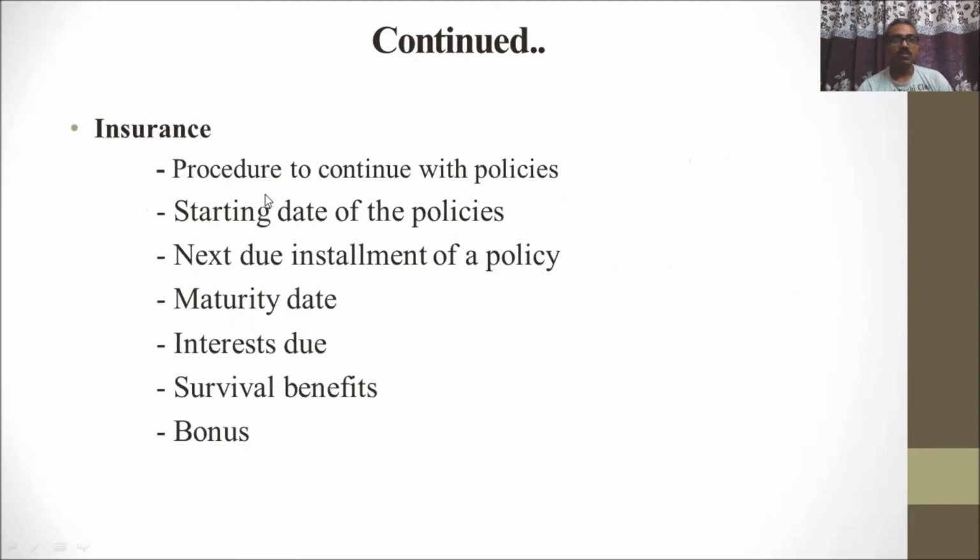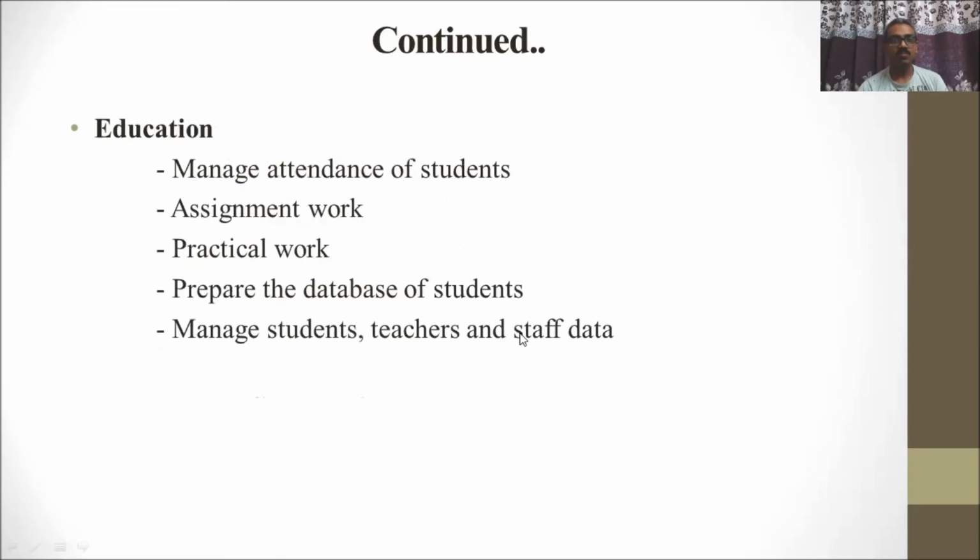Insurance. Procedure to continue with policies. Starting date of the policies. Next due installment of the policy. Maturity date. The policy maturity date is provided in detail by the software. Interest due, survival benefit, bonus. So these operations and functionality are provided by the insurance company by using the software.